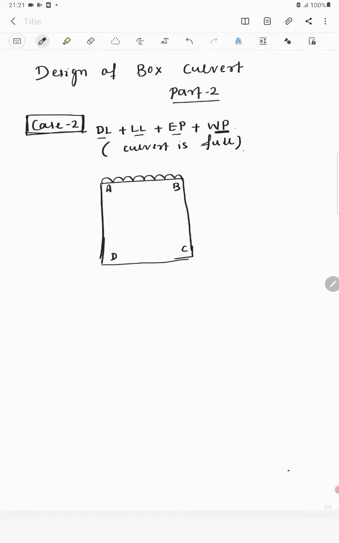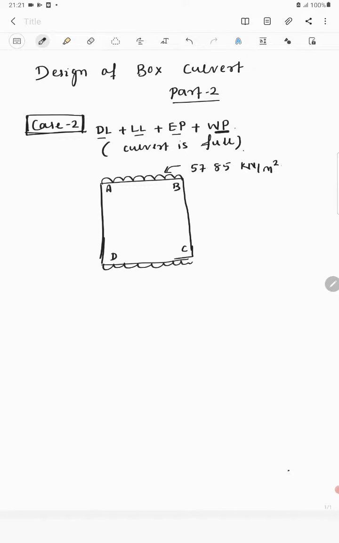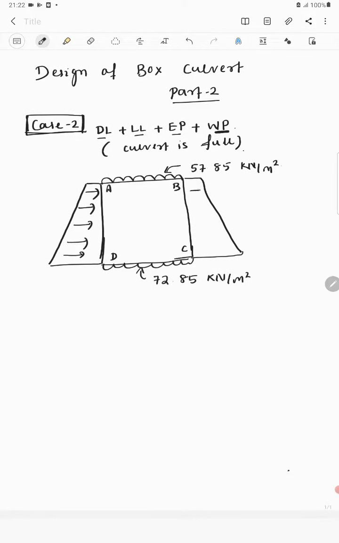So in the previous lecture, we have calculated this top loading, that is 57.85 kilonewton per meter square, and this bottom slab loading, this is 72.85 kilonewton per meter square, and there will be the effect of earth pressure from outside, and this value we have calculated.